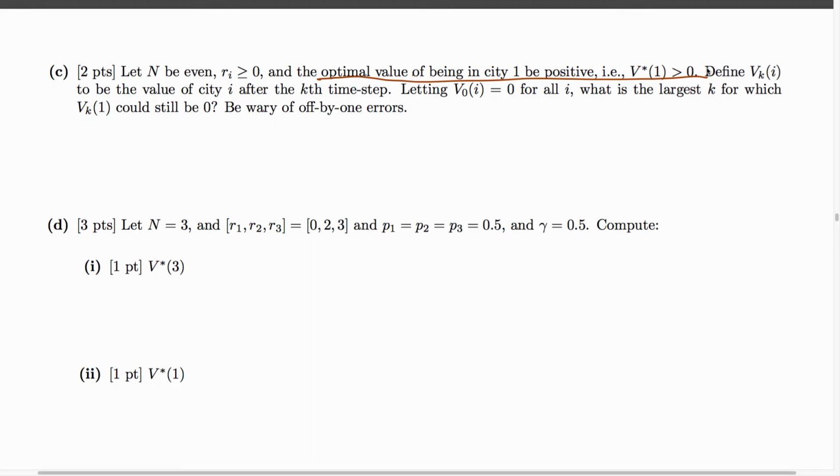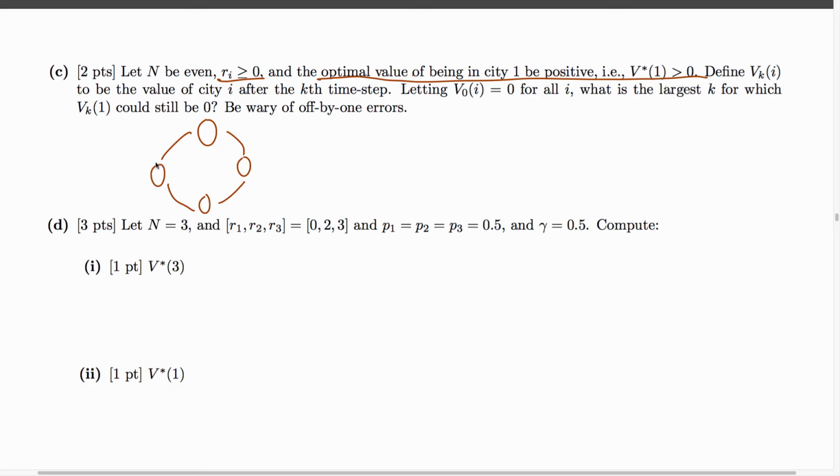Okay, so now it says that n is even. So let's just come up with an even circle of cities. If n is equal to 4, it would look something like this. So notice that all the R sub i's are greater than or equal to 0. So the rewards for staying in the city are at least 0. But there's no way that they can all be 0, because if they're all 0, then there's no reward to be gained. So traveling and staying will give you no reward. But it says that there is some optimal move you can make from city 1 that will give you a reward.